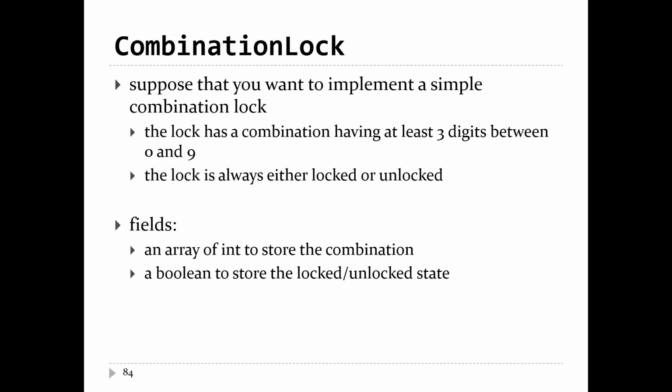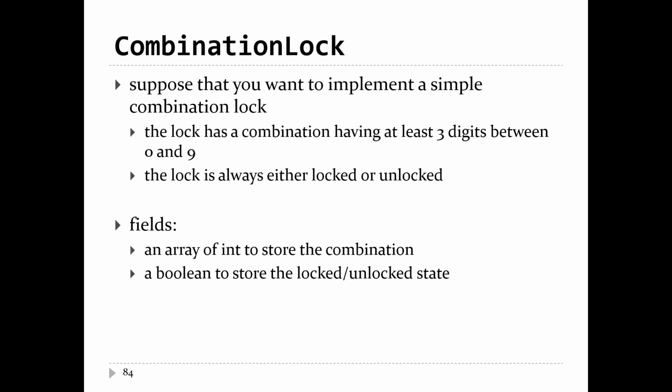Okay, so I want to implement a class that represents a combination lock. This is just a simple combination lock with some dials, and the dials have numbers between 0 and 9 on them. It'd be like an inexpensive combination lock that you would use to lock up a kid's bike, for example. We're going to have a lock that has a combination of at least 3 digits, but it can have more, so it has a potentially non-constant number of digits. Furthermore, the lock is in one of 2 states. It's either locked or unlocked.